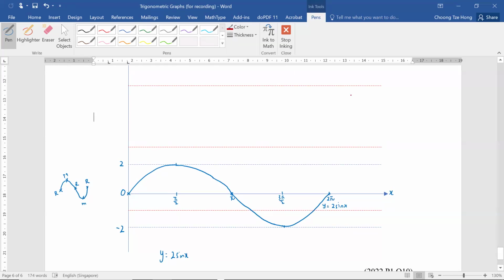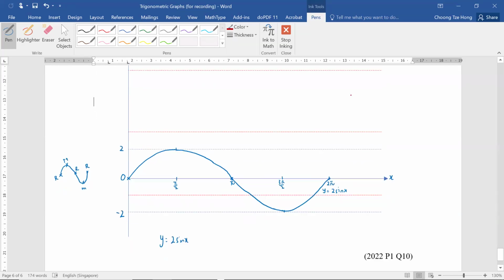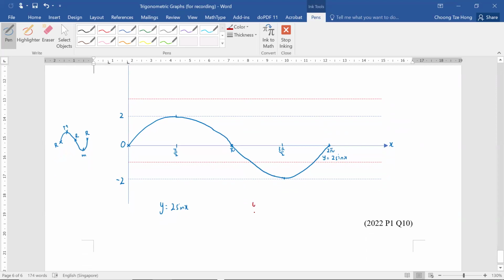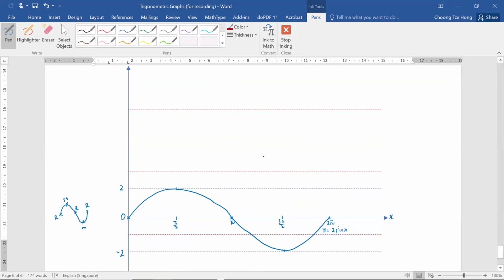Okay, so the next graph that they want us to draw is y equals 3 minus 4 cosine 2x, right? So the vertical shift is 3, meaning that the center point of the graph is going to be at 3. So I've labeled this to be 3. So if this is 0, then 2, then 3.